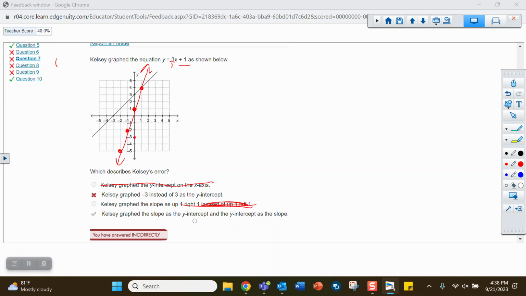Kelsey graphed the slope as the y-intercept and the y-intercept as the slope. Yep, she's got 3 on the y-axis, so there's your 3, and then she went up 1 over 1, up 1 over 1. So she used that as the slope, and this is the y-intercept. She got them backwards.